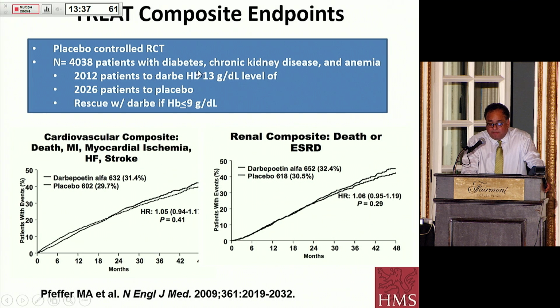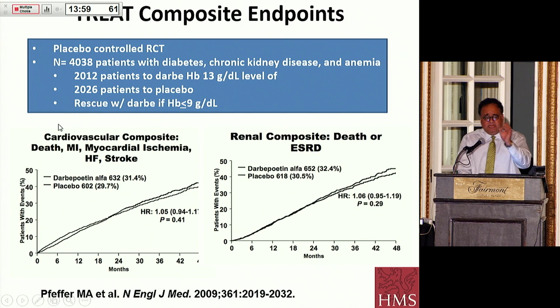4,038 subjects with diabetes, chronic kidney disease, and anemia, and they were randomized roughly in equal proportions. And patients were compared to placebo. So you either normalized or you didn't treat the patients, except if they fell below 9. And very, very few people were rescued.